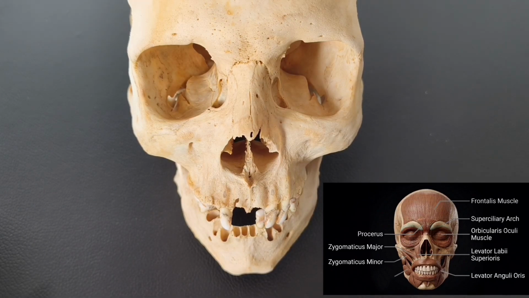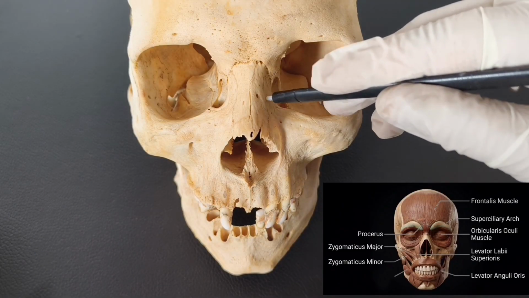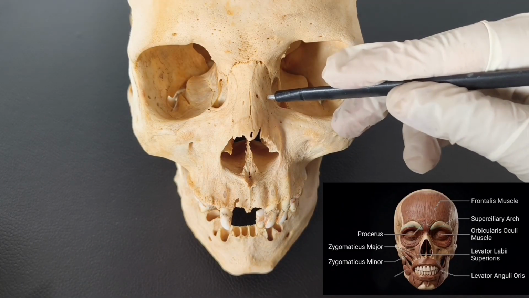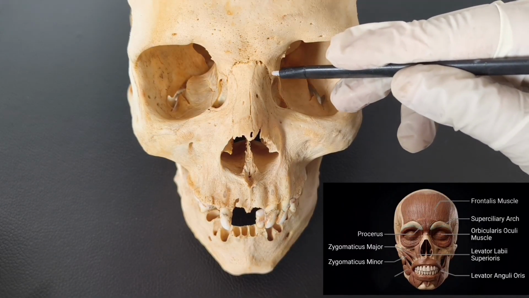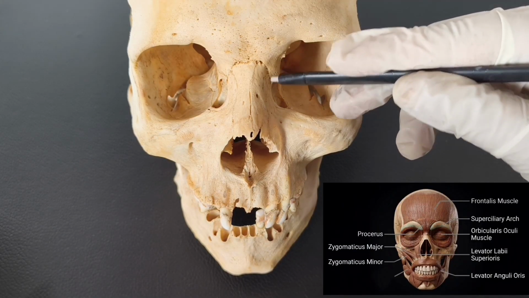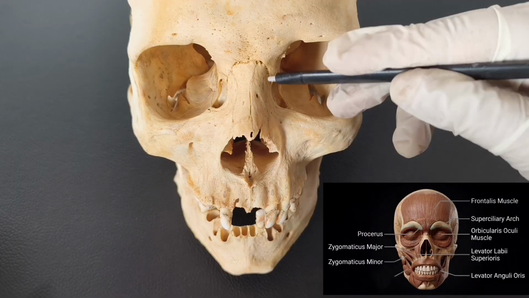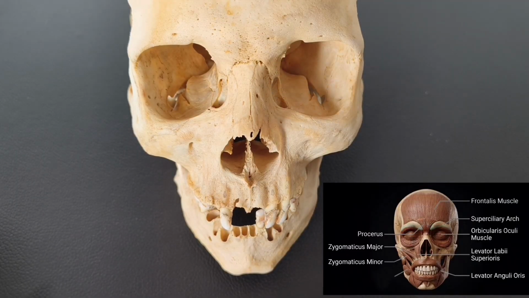So orbicularis oculi has origin from the frontal part of the maxillary bone. So this is the frontal part of the maxillary bone. Along with that, it has origin from the maxillary part of the frontal bone. So from these regions, orbicularis oculi muscle arises.